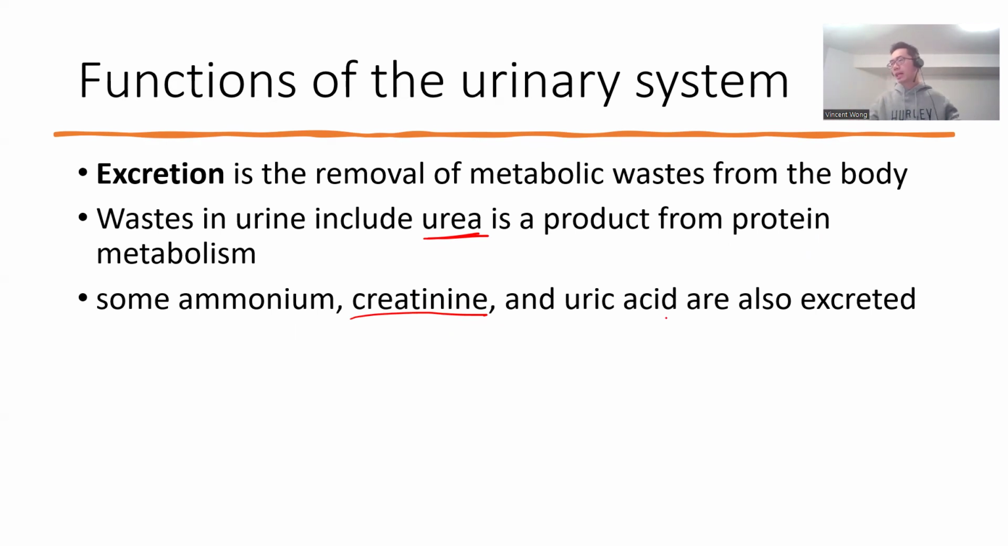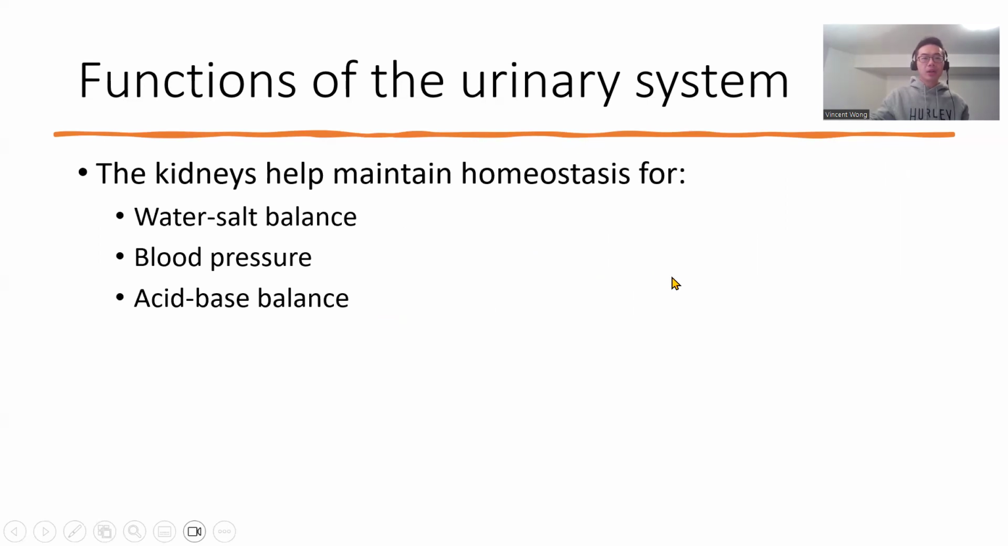So there's a lot of things that we need to remove. If they accumulate in the blood, they tend to cause problems for us. So too much uric acid, for example, can cause gout, right? Gout is when these build up in the joints, and they cause them to become swollen, and it's very painful. So the urinary system helps remove these waste products. That's called excretion.